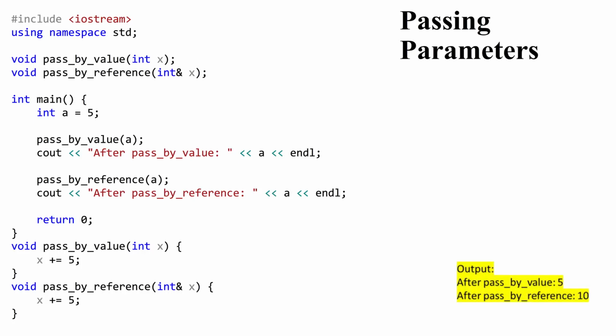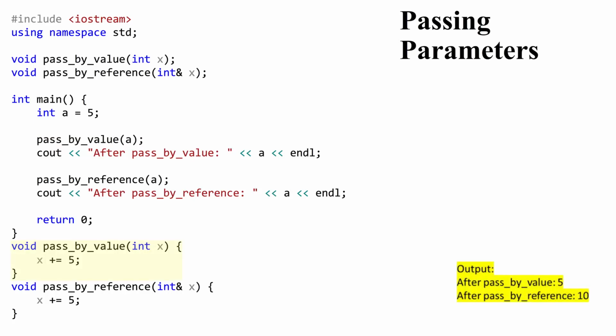Inside the main, we declare an integer variable a and assign the value 5 to it. Then we call pass_by_value, and we pass a as the argument. So we call the pass by value function with a as an argument. This function receives a copy of a. So any changes made to the parameter x inside the function won't affect the original variable a.